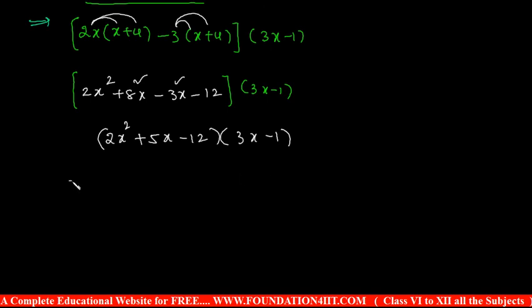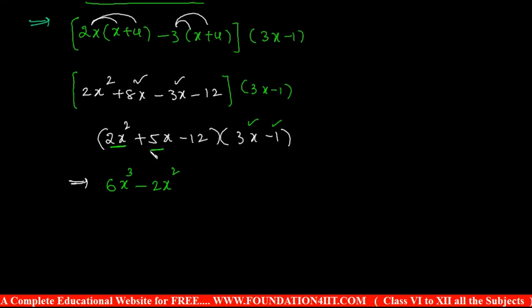In this way, again we take the first term and multiply both, take the second term and multiply both, take the third term and multiply both. If you have practice, instead of writing that many brackets, just keep it in mind: 2x square, multiply both. 2x square into 3x: 2 3s are 6, x square into x is x cube. Plus into minus is minus: 2x square into 1 is 2x square only. With this, 2x square is over.